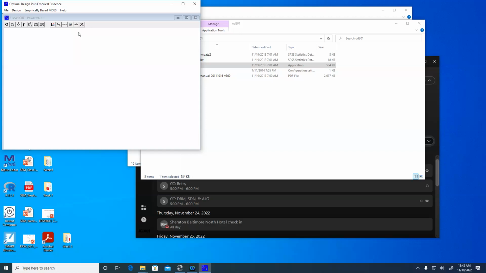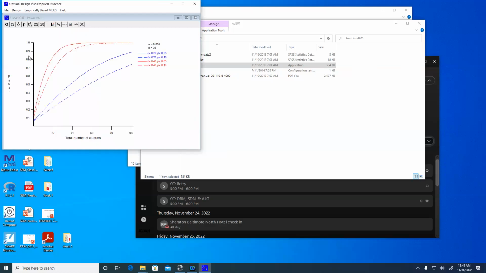So let's do a power analysis. Here we go. I clicked on N. Did everybody see that? By default, the number of people per cluster is set to 20. Let's say that's fine. Let's leave the number of people per cluster at 20. I'm going to click on OK. Something happened. Okay, but maybe this isn't what I want.